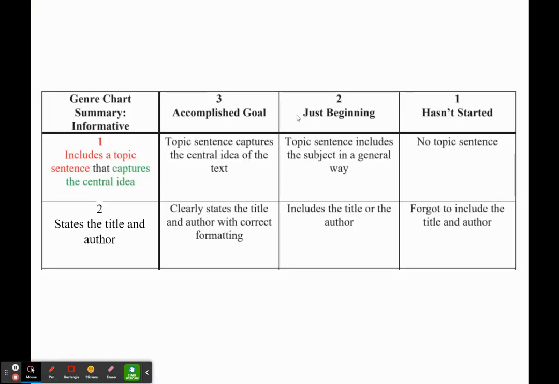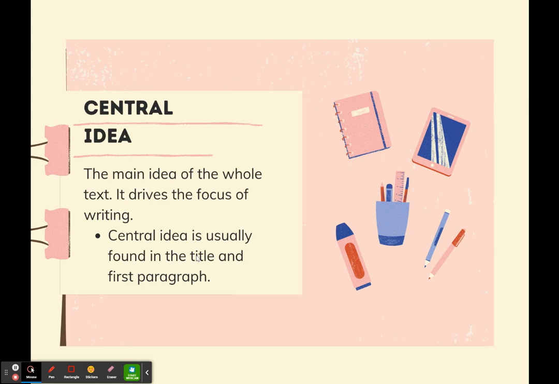So this is also going to be on your summary at section 1 and section 2. You just need to make sure that your topic sentence captures the central idea of the text and clearly states the title and author with correct formatting. The central idea is the main idea of the whole text, and it's usually found in the title or the first paragraph.